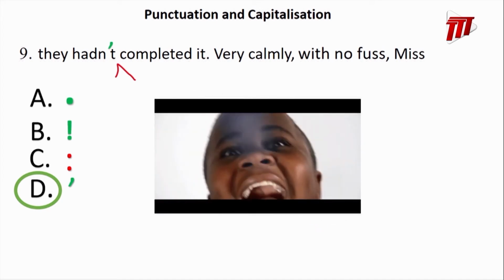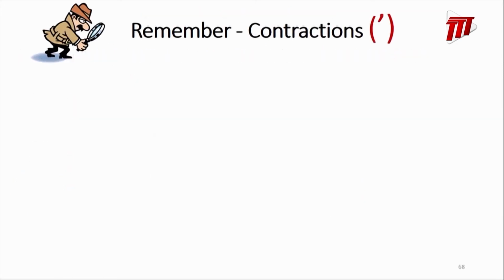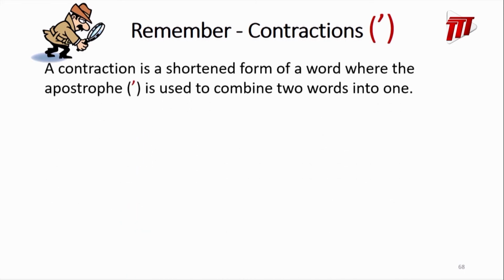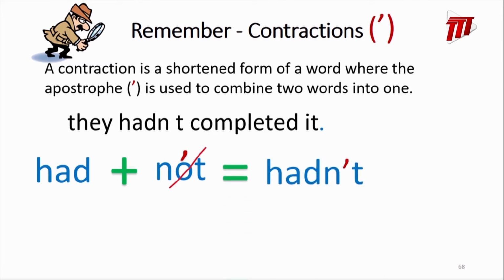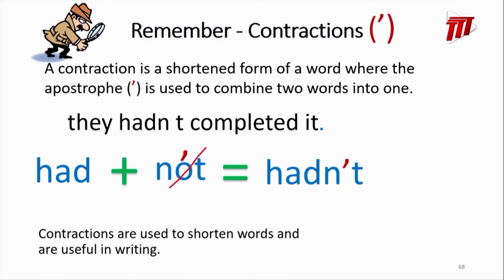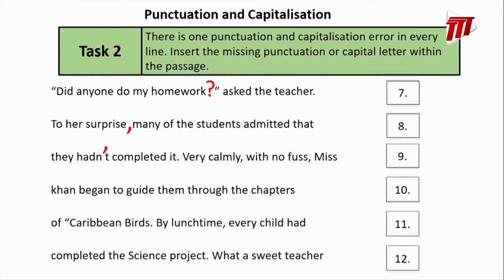Congratulations. You all are really doing well with this punctuation and capitalization. I know that you would have read with understanding. Let's remember contractions. A contraction is a shortened form of a word where the apostrophe is used to combine two words into one. They hadn't completed it. Had plus not gives hadn't. So we take out the O and we put an apostrophe to replace that O. H-A-D-N apostrophe T. And there you have your contractions. They're used to shorten words and are useful in our writing. So we put in our apostrophe. We insert it where we have to in the passage and we move on.